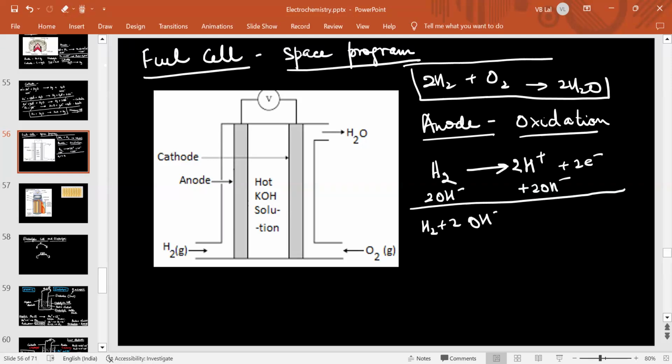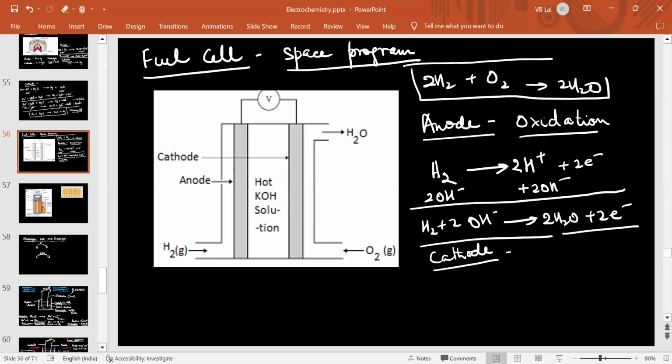2OH minus will give you 2H and OH on the same side. It will become 2H2O plus 2e minus. This is the reaction at the anode. What will be the reaction at the cathode?